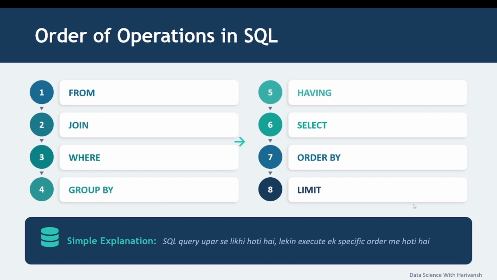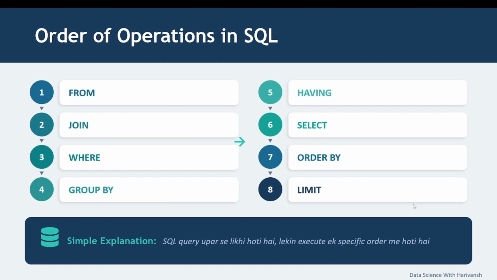The eighth and final step is limit, also known as top in some database systems. This is the very last thing SQL does before returning the results to you. Limit restricts the number of rows in the final output to the specified count. For example, a limit of 10 means only the first 10 rows of the sorted, fully processed result set are returned. Because limit operates last, it always works on the final, correctly sorted and filtered data.